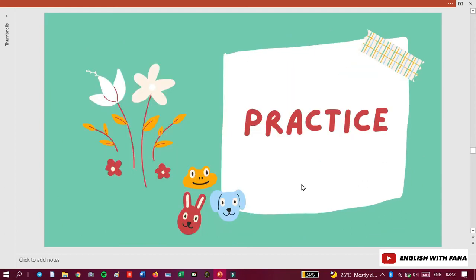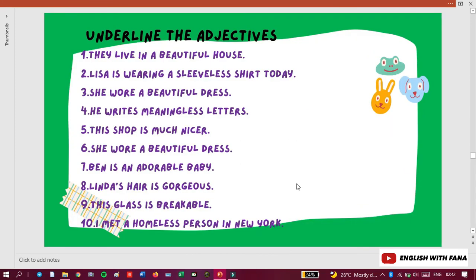Okay, all right, some practice. Underline the adjectives. Number 1, they live in a beautiful house. So which one is adjectives? Yes, this one. Number 2, Lisa is wearing a sleeveless shirt today. Correct. Number 3, she wore a beautiful dress. Correct. Number 4, he writes meaningless letters. Yes. Okay, so you have to do these activities by yourself.